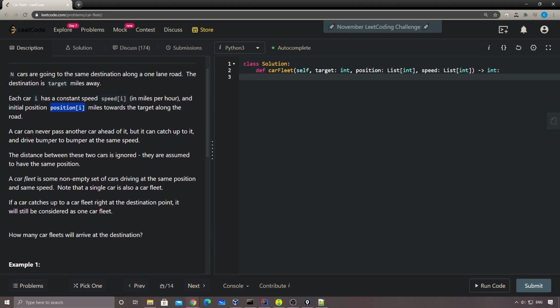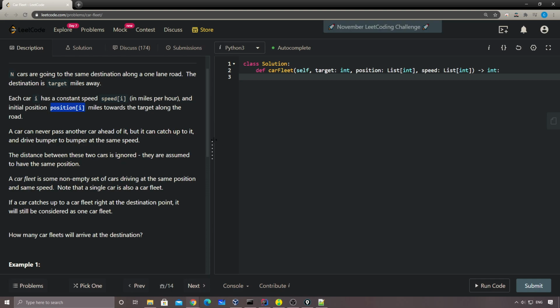Okay, and the constraint is that a car can never pass another car ahead of it. Which means whenever a car catches up with the car ahead of it, it will drive bumper to bumper at the same speed. And the distance between those two cars is ignored. They're assumed to have the same position.